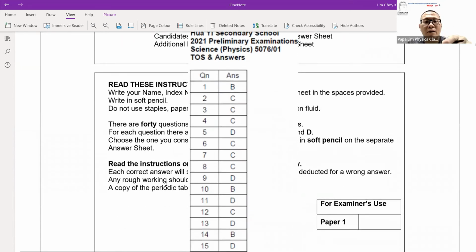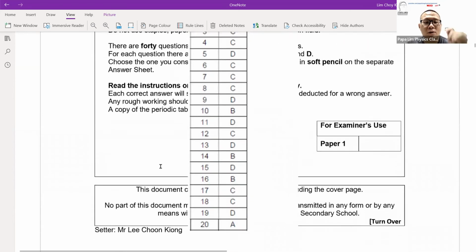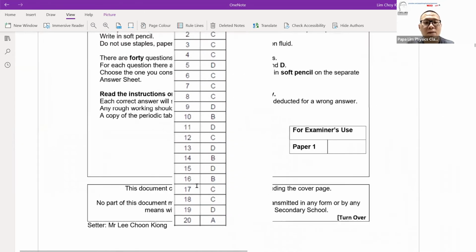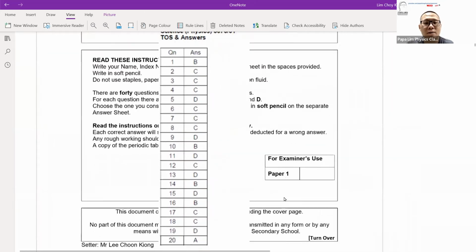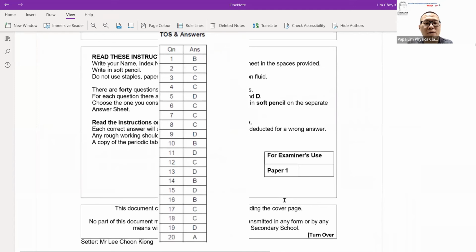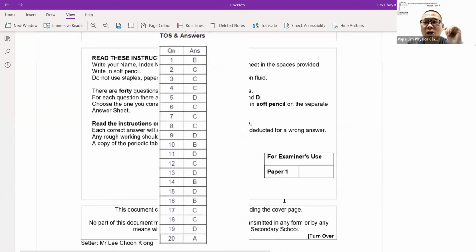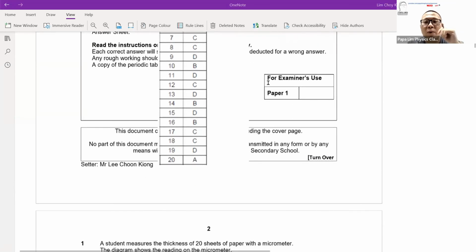For paper 1, I leave the answers here. You can pause the video here and take a look at the answers, and check which MCQ questions you actually got wrong. Now, without delaying, we'll look at paper 1 first.